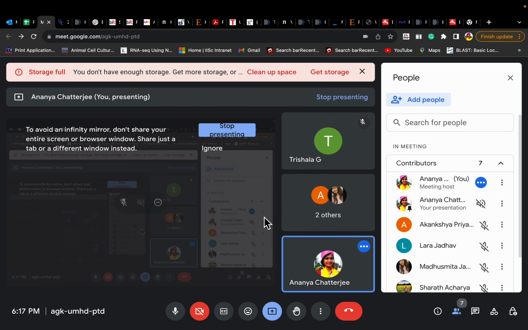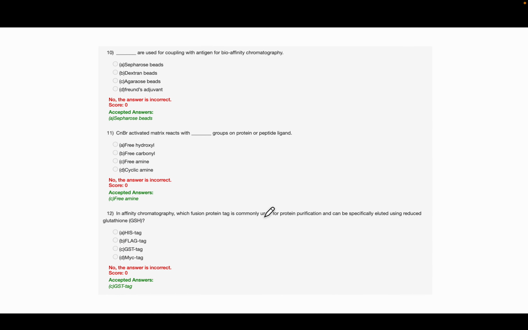What is used for coupling with antigen for bioaffinity chromatography? Sepharose beads. CNBr activated matrix reacts with free amine groups on proteins or peptide ligands.